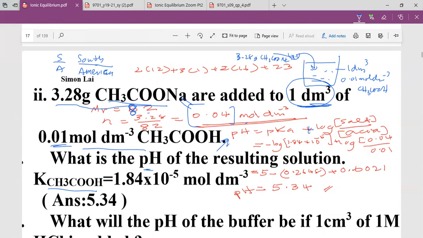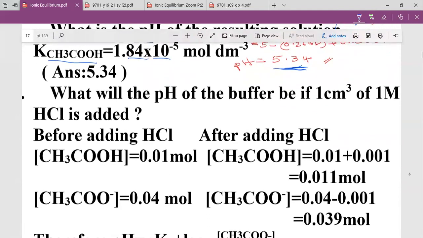So I put down here the Ka is equal to this one here. So minus log base 10 of 1.84 times 10 to the power of minus 5, plus positively log base 10 of 0.04 over 0.1. So I do my calculation, my maths. If you don't have maths, go back to form 1. Log it, bring here minus 5, so it's 5.34. So the original pH of this is equal to 5.34.